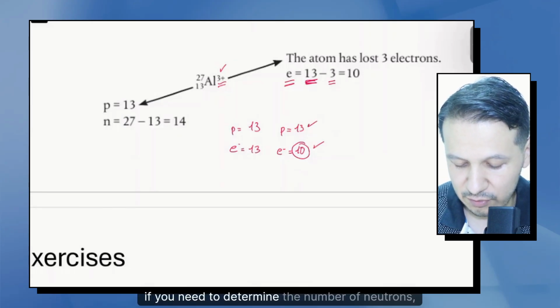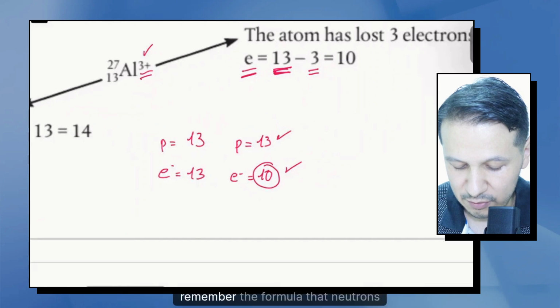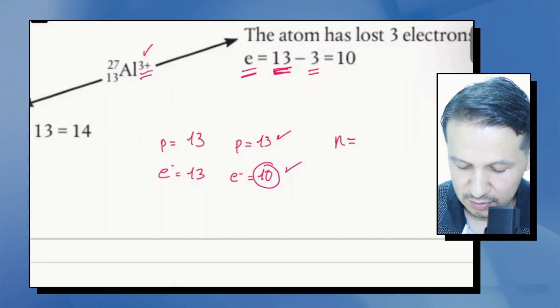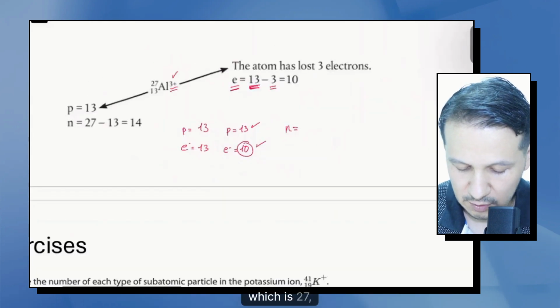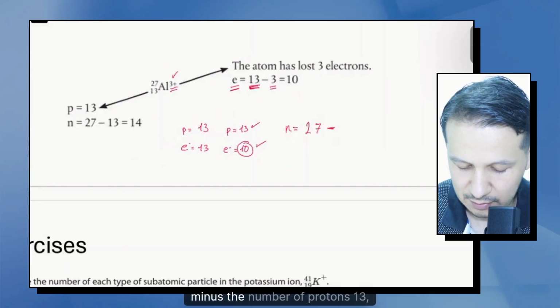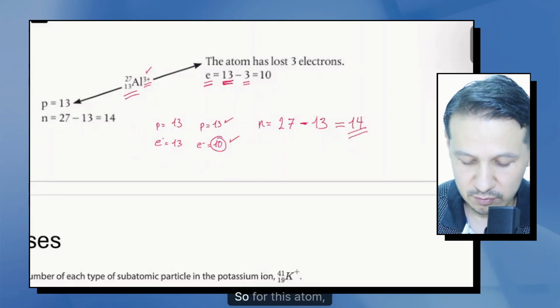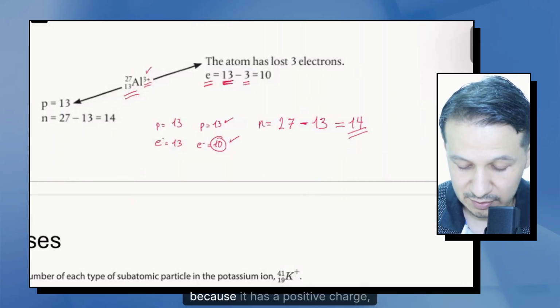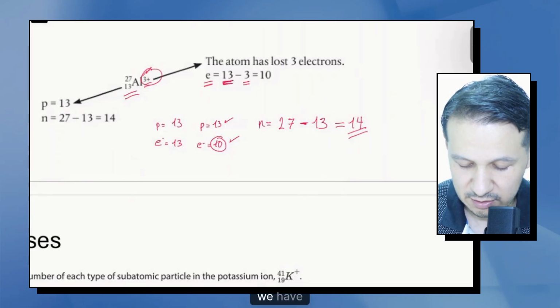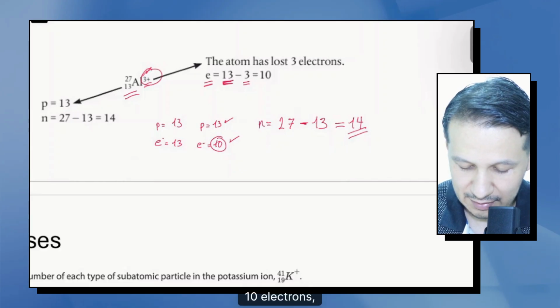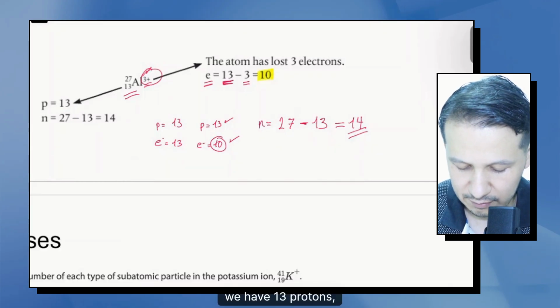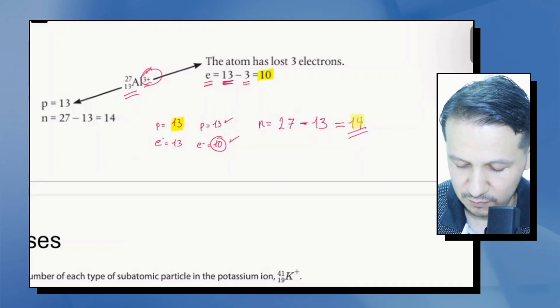Now, if you need to determine the number of neutrons, remember the formula that neutrons equal the atomic mass, which is 27, minus the number of protons, 13. It means 14 neutrons. So for this ion, because it has a positive charge, we have 10 electrons, 13 protons, and 14 neutrons.